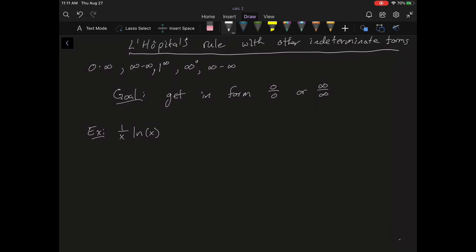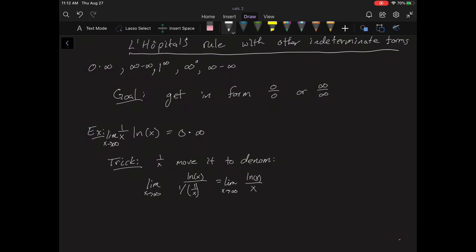The limit as x approaches infinity of 1 over x times log of x. Direct substitution gives us 0 times infinity. And the trick here is we're going to move one of them. I'm just going to move 1 over x to the denominator. So we'll get log of x over 1 over x, which is just the log of x over x. And now when we pass to the limit, we get infinity over infinity, and we can use L'Hopital's rule.